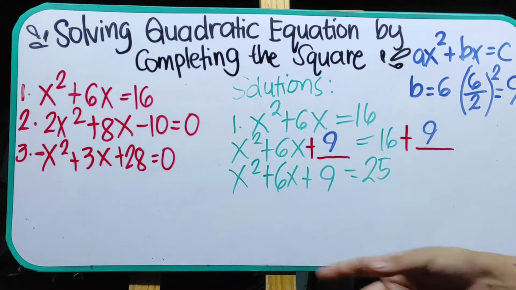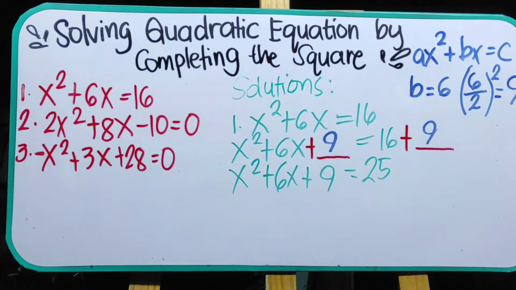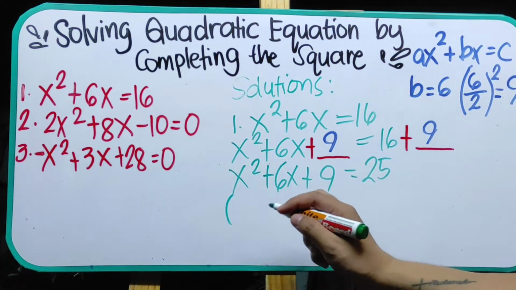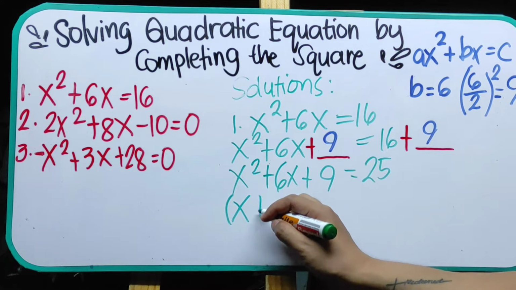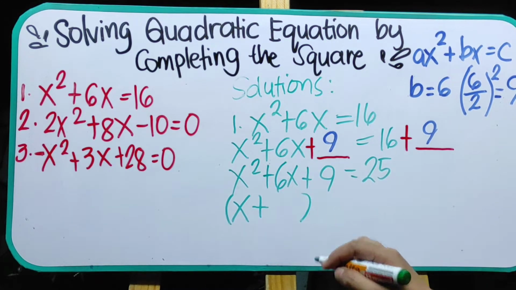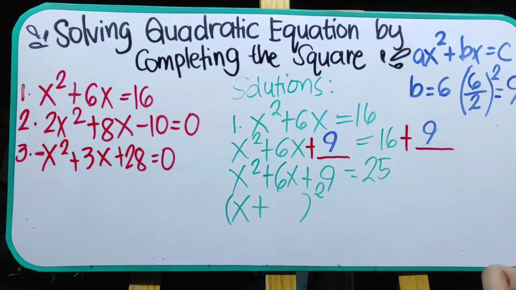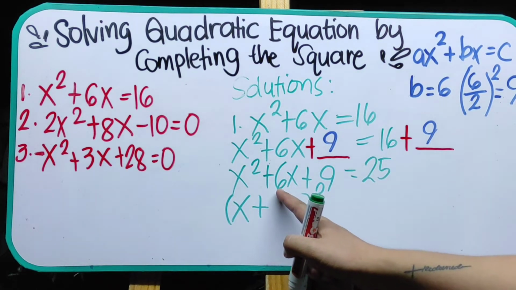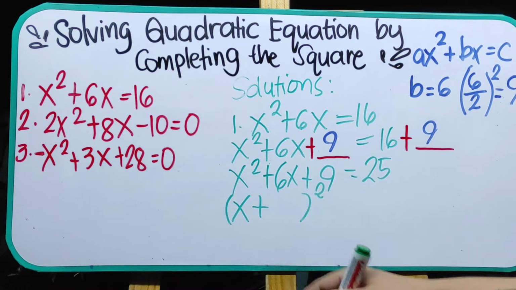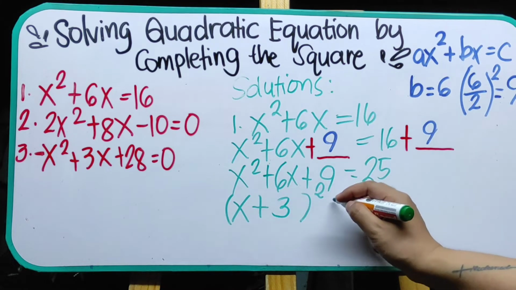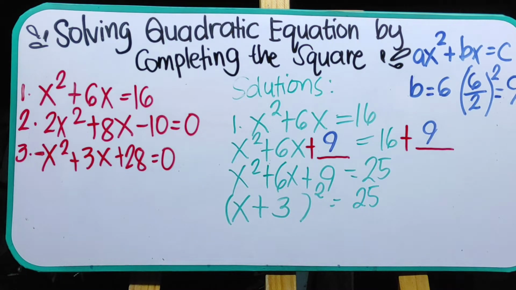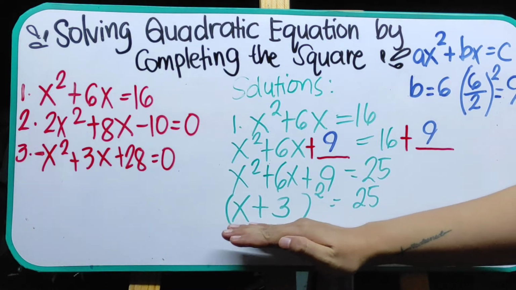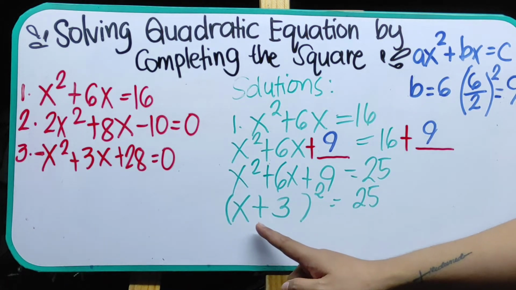Okay, next step. Express the perfect square trinomial into a square of binomial. So, paano po natin gagawin yon? Gawa po tayo dito ng parentheses. Copy the given variable, which is x. And then, since plus po yan, plus din po dito. And then po, lagay po tayo dito pa ng parentheses, tapos squared po. So, yung ilalagay po natin dito, kung ano yung kalahati ng value ng b. So, 6 divided by 2 is 3. And then, equals po kay 25.